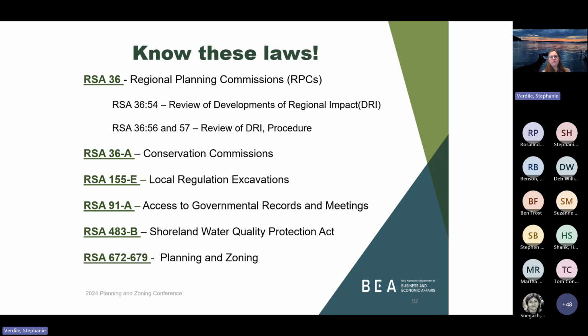Those are under RSA 36:54, which discusses DRI, and RSA 36:56 and 57 speak to the procedures for that. So if you're staff to the planning board and an application has been deemed a development of regional impact, those are the RSA sections that you need to go to follow that procedure. You may also want to check to make sure that your regulations do outline what constitutes a development of regional impact.